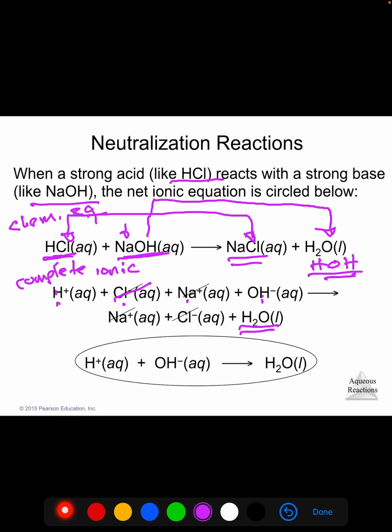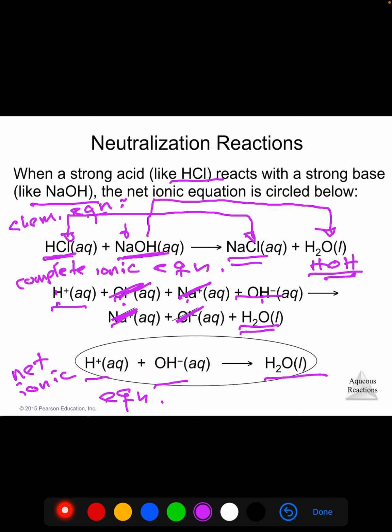If we remove our spectator ions, the ions present on both sides of the equation, which is a totally legitimate mathematical operation, removing our sodiums, what we're left with is H+ and OH- come together to form water. And that is our net ionic equation. Net ionic EQN is the abbreviation, EQN for equation.